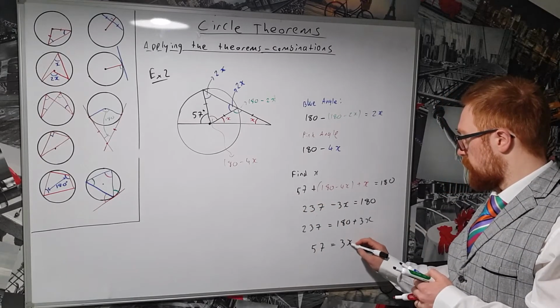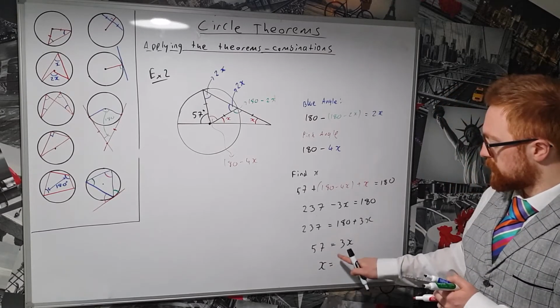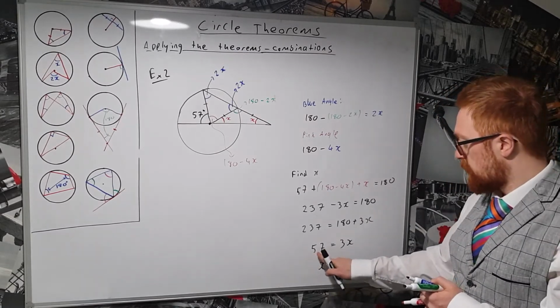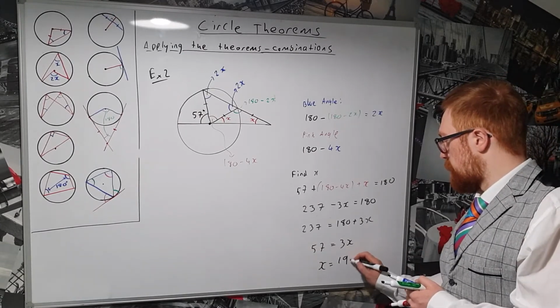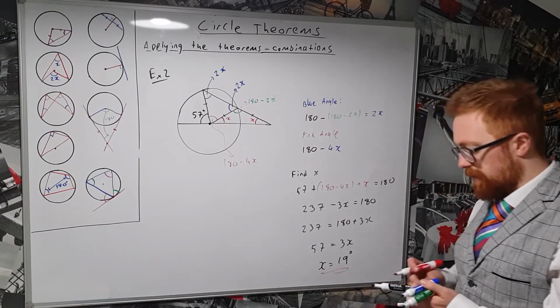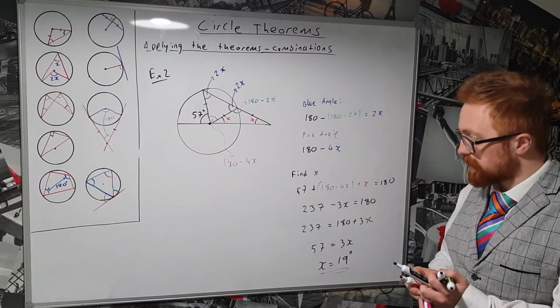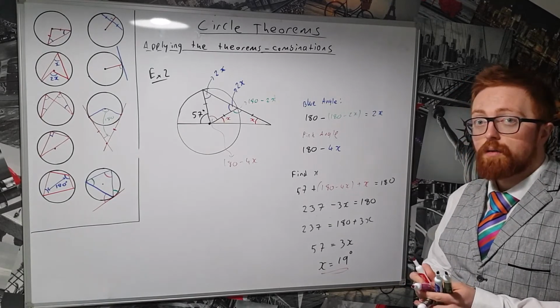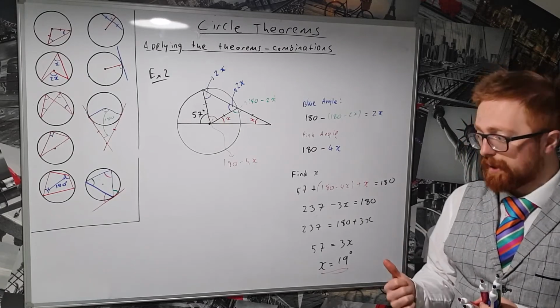57 is equal to 3x. So my final answer is x equals 57 divided by 3. Well, 60 divided by 3 is 20, so 57 divided by 3 must be 19 degrees. So that is our final answer for x. A slightly different strategy: instead of starting with the angle we know, we start with the angle we don't know.